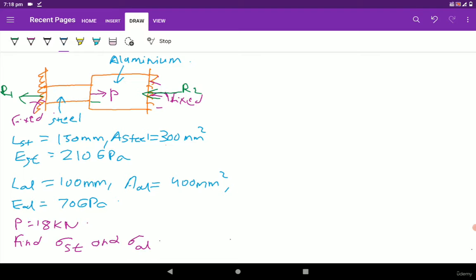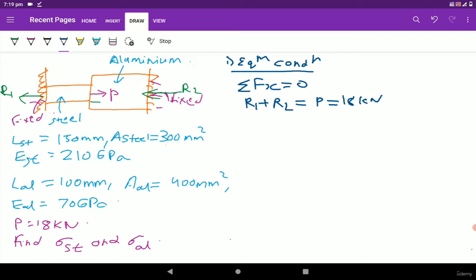So we can say that R1 plus R2 is equal to P, because R1 and R2 are in the same direction, so we can write them together, and P is in the opposite direction, which is equal to 18 kilonewton. So this is our equilibrium equation. Now let's focus on the compatibility equation.